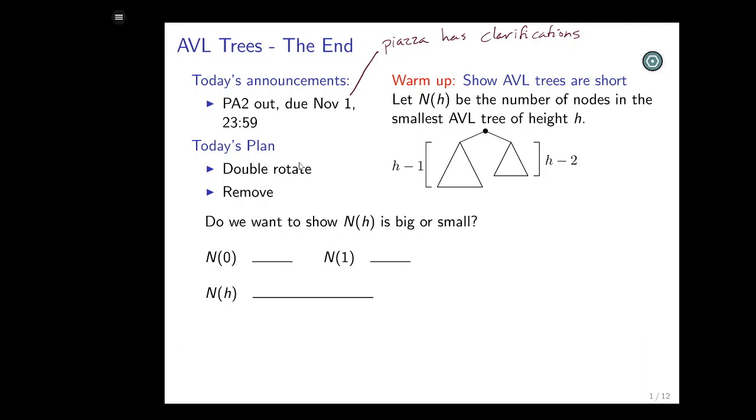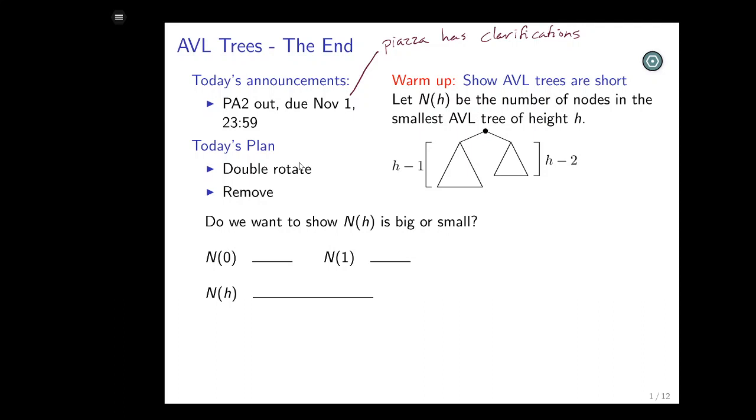Today's plan is to do more AVL tree stuff like double rotate and remove. But before we do that, we have to warm up, of course. And our warm up is going to be actually kind of important. It's showing that AVL trees are short. So we want to show that they're not tall, they're short, they're not large depth.